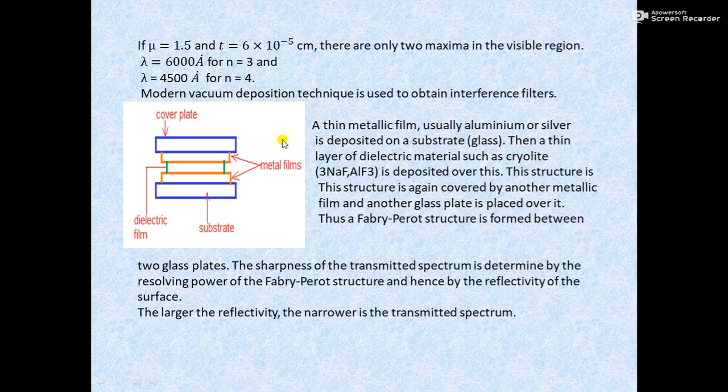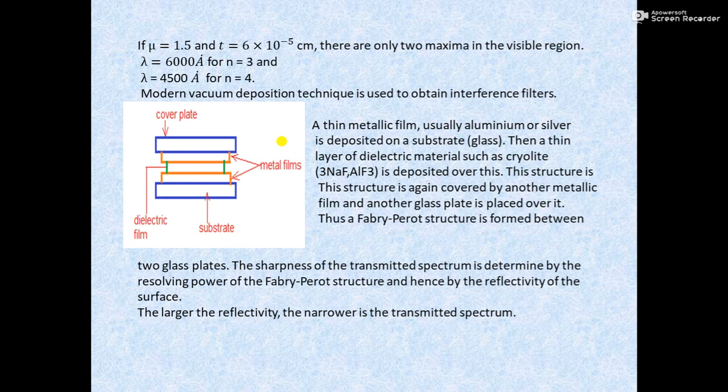By varying the thickness of the dielectric film, one can filter out any particular wavelength. The filtered light will have a finite width, that is, it will have a narrow spectrum sharply peaked about one wavelength. The sharpness of the transmitted spectrum is determined by the resolving power of the Fabry-Perot structure and hence by the reflectivity of the surface. The larger the reflectivity, the narrower is the transmittance.